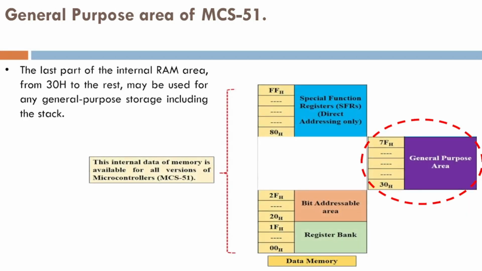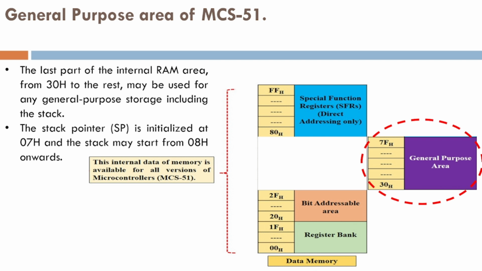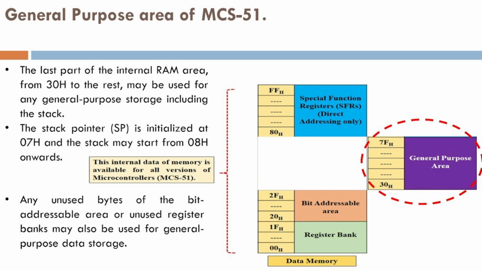Memory locations from address 30H to 7FH serve as storage for general-purpose data. Programmers commonly utilize these 80 locations to store temporary data and intermediate results. One advantage of this memory area is its faster access speed compared to off-chip RAM. Additionally, this memory segment often functions as a system stack.